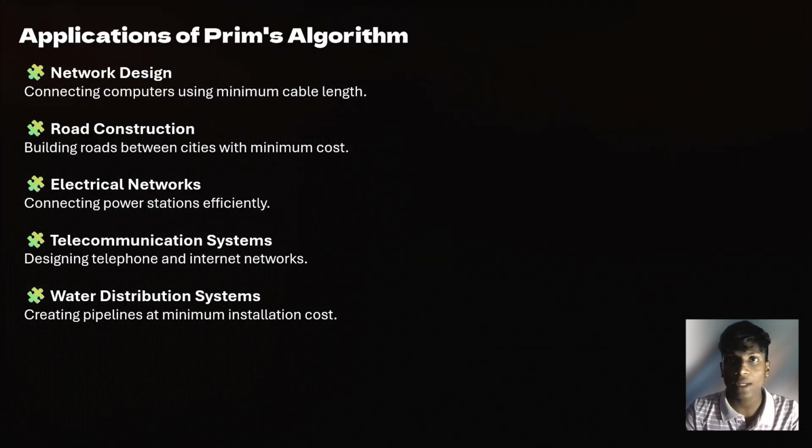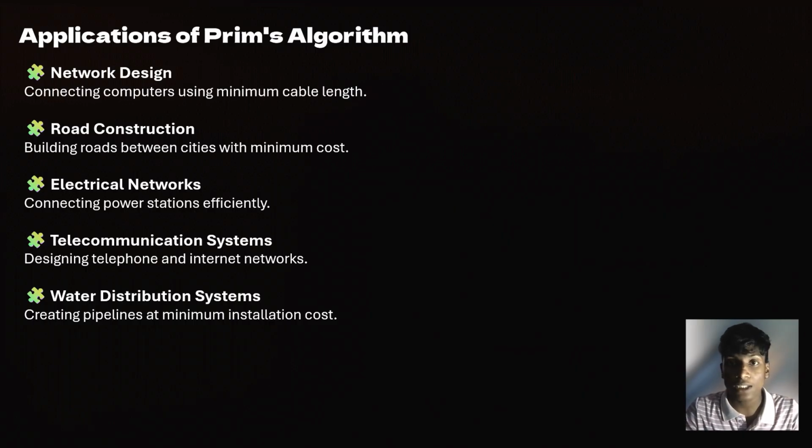Now I'm going to explain applications of Prim's algorithm. Prim's algorithm is used in network designing. For example, it helps connect computers using the minimum amount of cable length. And it is used in road construction. It helps build roads between cities with the minimum possible cost. And it's used in electrical networks. It helps connect power stations in an efficient way to reduce cost.